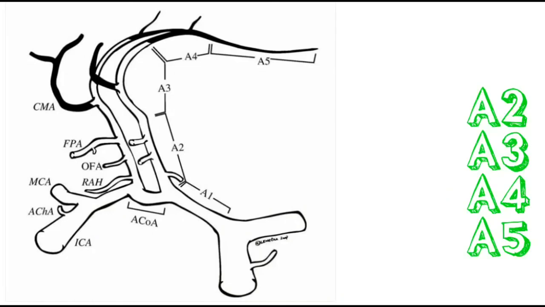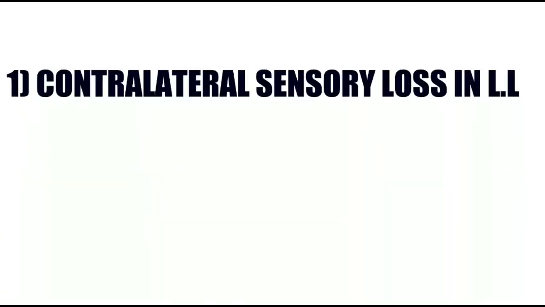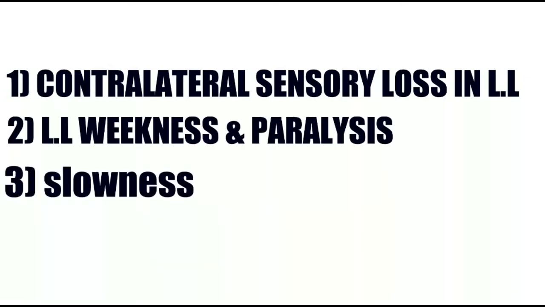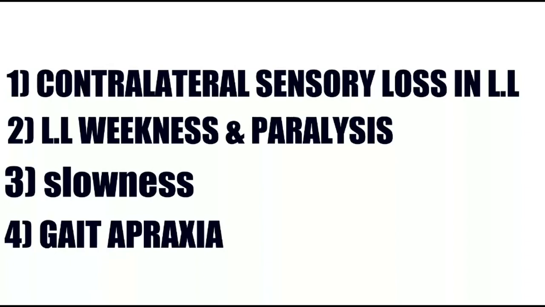But if the A2, A3, A4 or A5 segments of the anterior cerebral artery are occluded, and due to that an ischemic or hemorrhagic stroke occurs, then classical symptoms are present when the patient comes to your hospital. The classical symptoms of anterior cerebral artery syndrome are, first, lower limb sensory loss; second, lower limb weakness and paralysis also; third, slowness; fourth, gait apraxia. Gait apraxia is the term used when the patient has difficulty initiating the walking process.